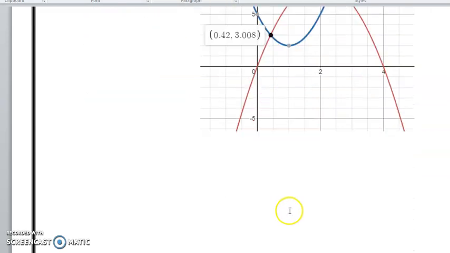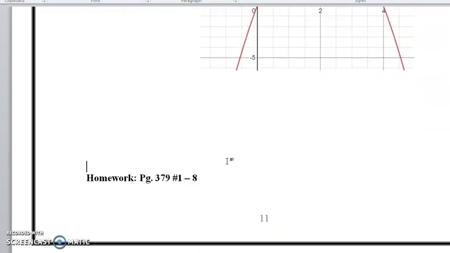All right, so like I said, just look at the questions there. You can try some of those. Homework, page 379, 1 through 8.